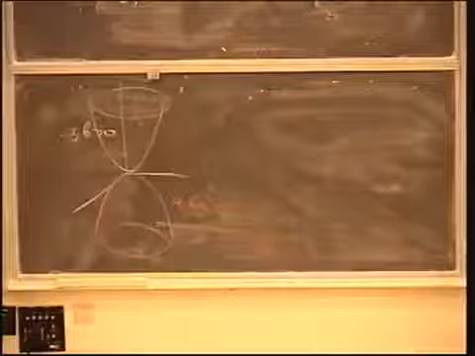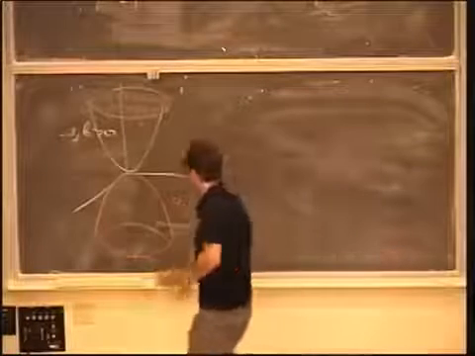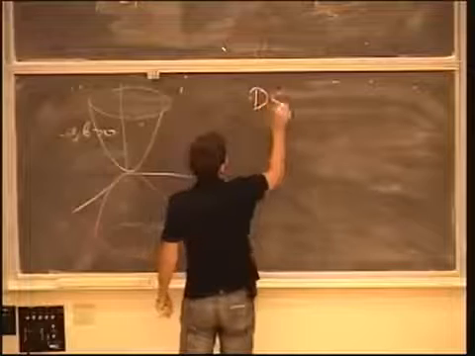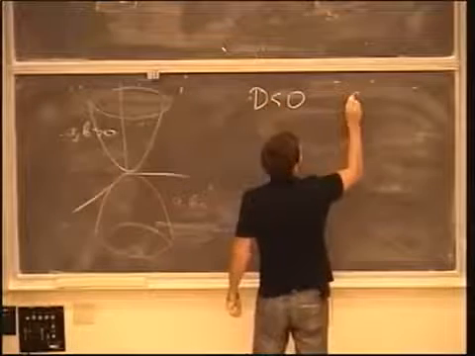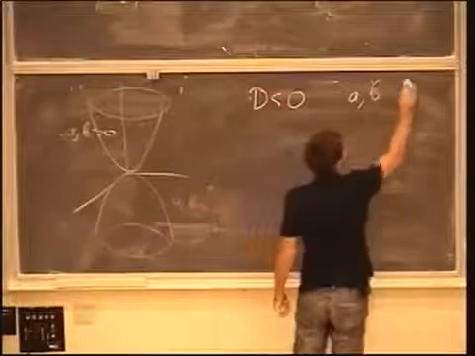Okay, and what if D is negative? If D is negative, that means that a and b have different signs.